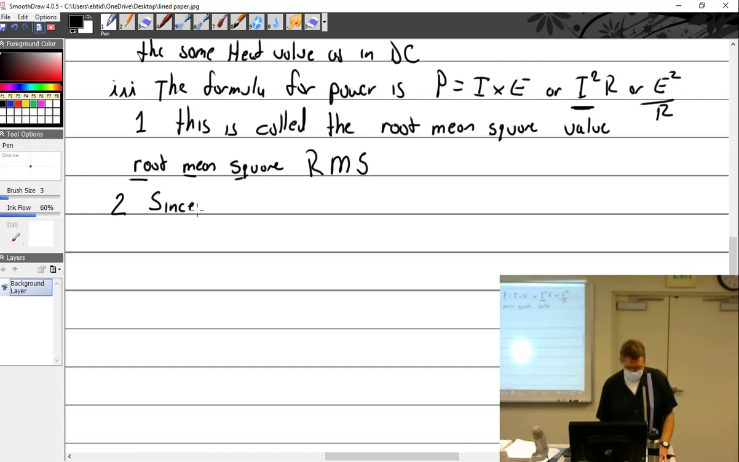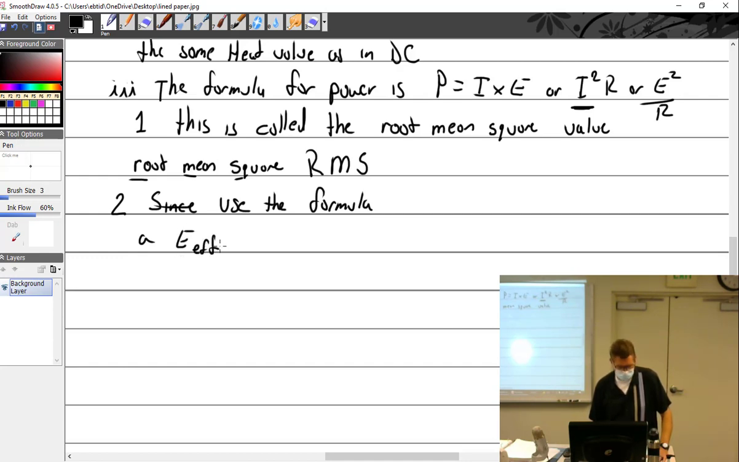Since it's not practical to actually measure all of the square roots and divide, we just use a formula. So we'll just use the formula, then save time in C world. So E effective, EFF, equals 0.707 times the E max. So in other words, whatever that max voltage is, that peak voltage, multiplied by 0.707, boom, there you go. There's your RMS value.